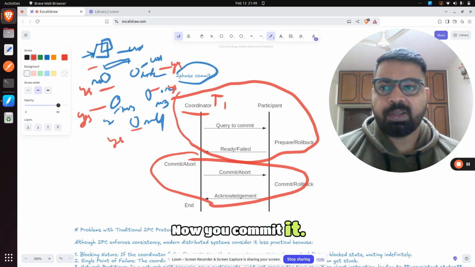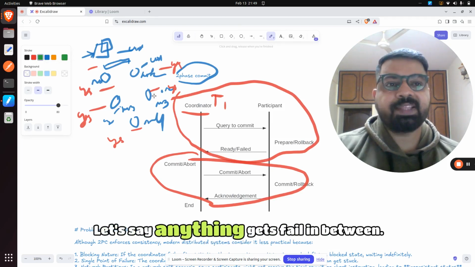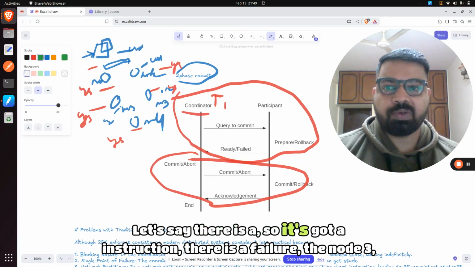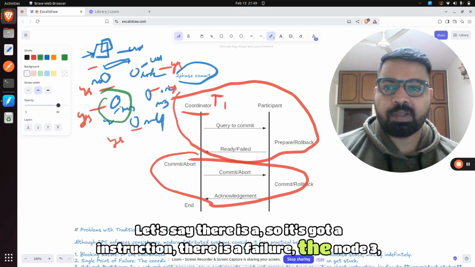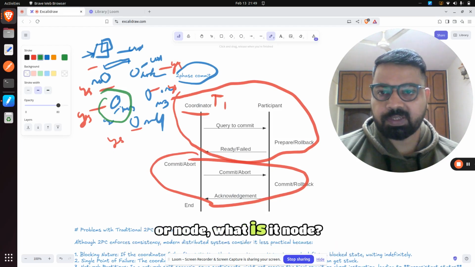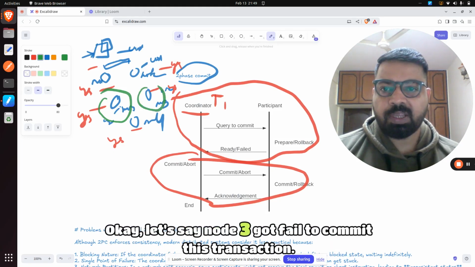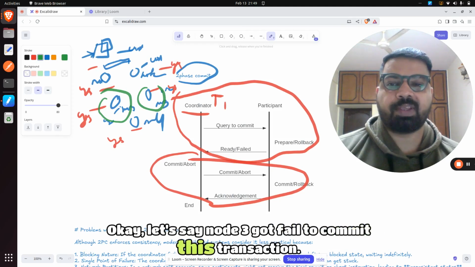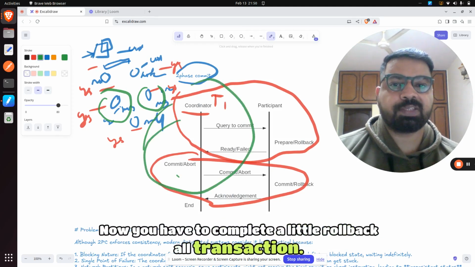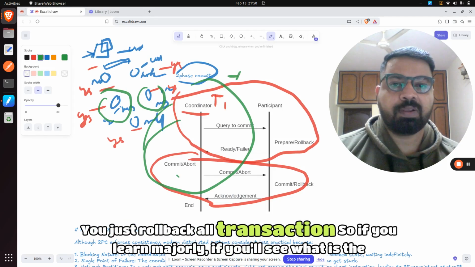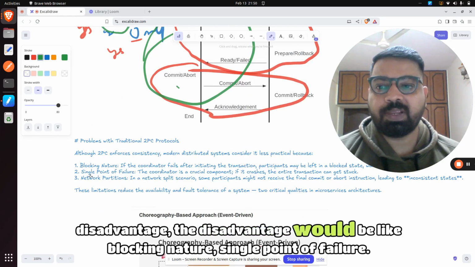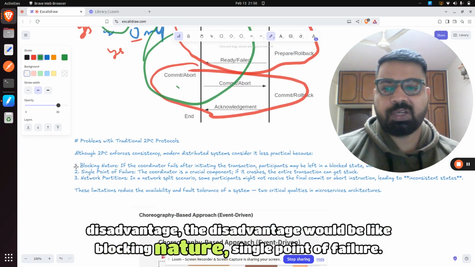Now you commit it. Let's say anything fails in between. Let's say node 3 failed to commit this transaction. So what will happen now? Now you have to completely roll back all transactions. If you look at the disadvantages, they would be the blocking nature and the single point of failure.